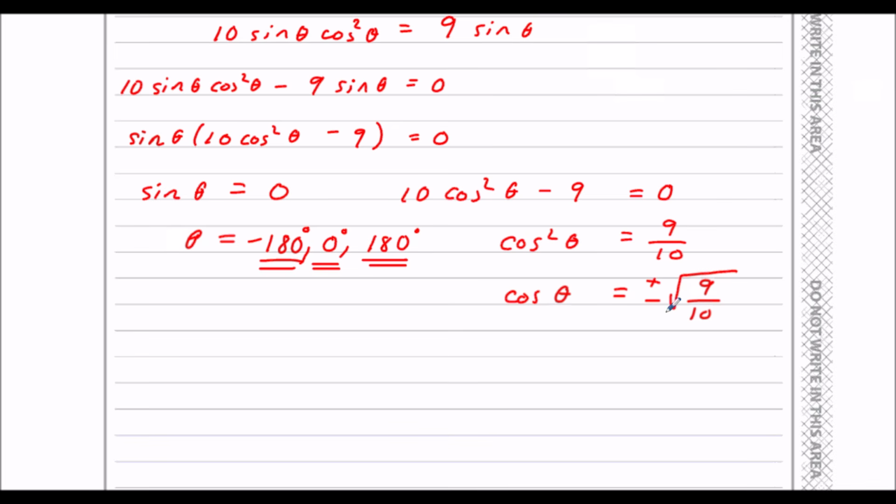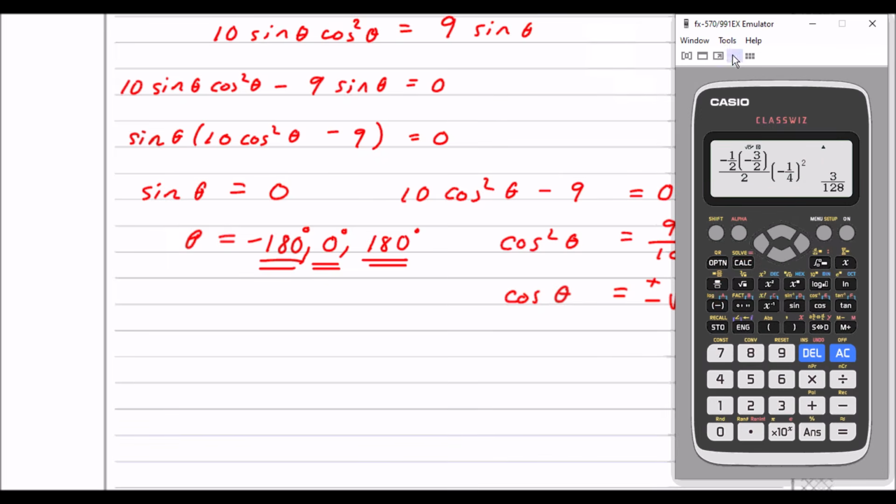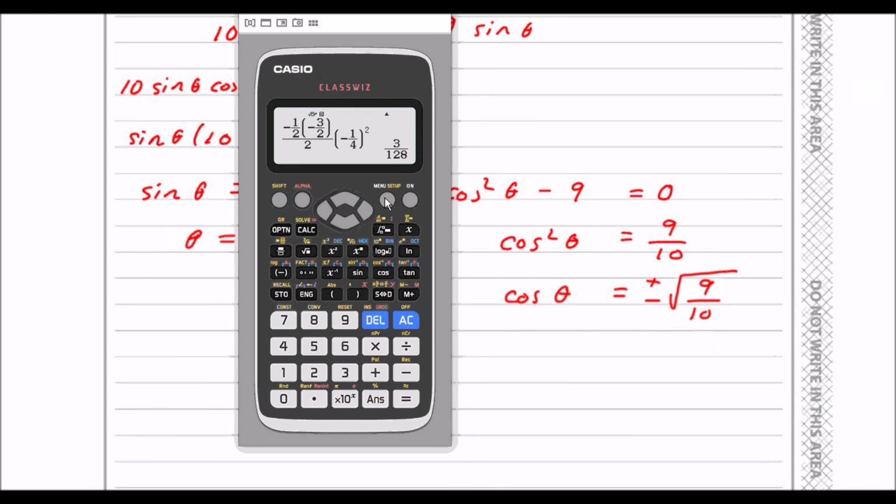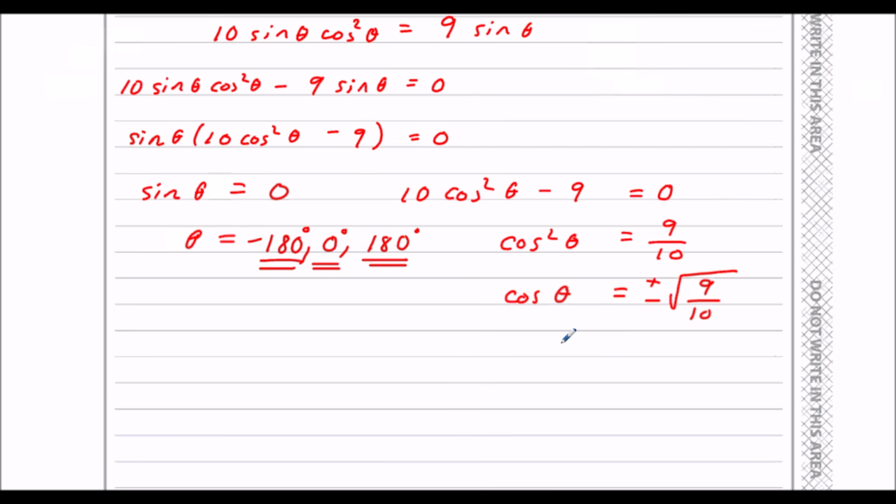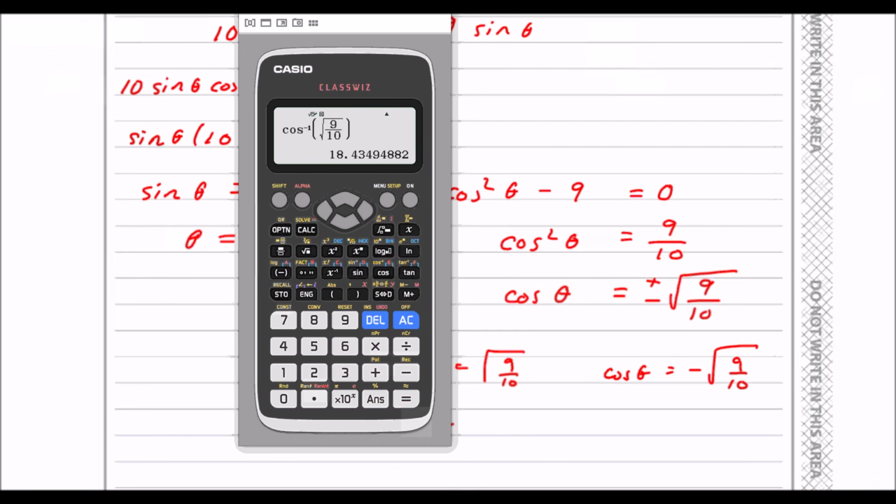So we'll start with the positive square root of 9 tenths. Make sure we're in degrees. So shift cos of the square root of 9 tenths gives 18.4. So cos theta equals root 9 tenths, or cos theta equals negative root of 9 tenths. So theta is 18.4.